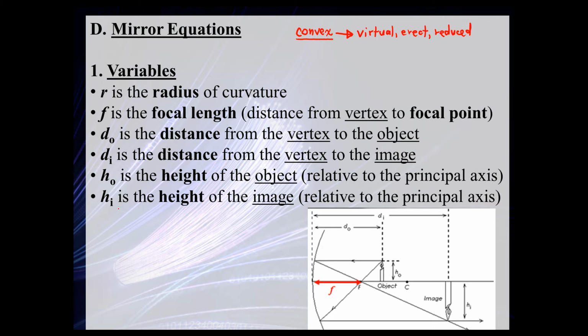Now, for a concave mirror, it's a little bit different. Okay, let's say you had your object outside of the center of curvature. So we could say the distance of the object is beyond the center of curvature. In that situation, you should get an image that is real, inverted, and is reduced in size.